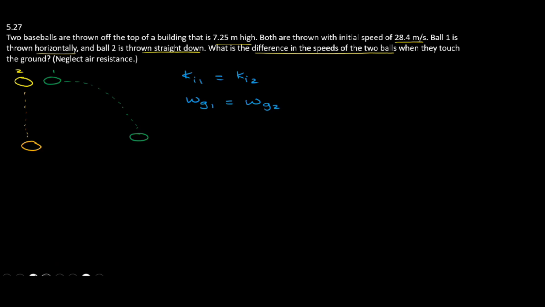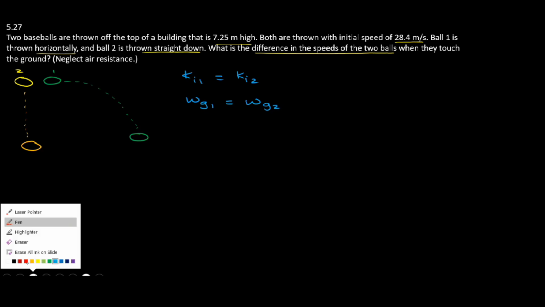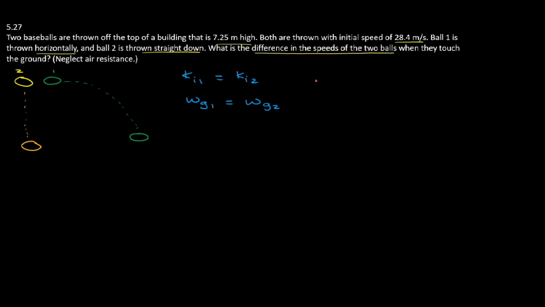We know from the work kinetic energy theorem that work done is equal to change in kinetic energy. So since work done by the force due to gravity is equal, the change in kinetic energy for both balls will also be equal. We can write the change in kinetic energy as final kinetic energy minus initial kinetic energy, which equals the final kinetic energy of ball 2 minus the initial kinetic energy of ball 2.